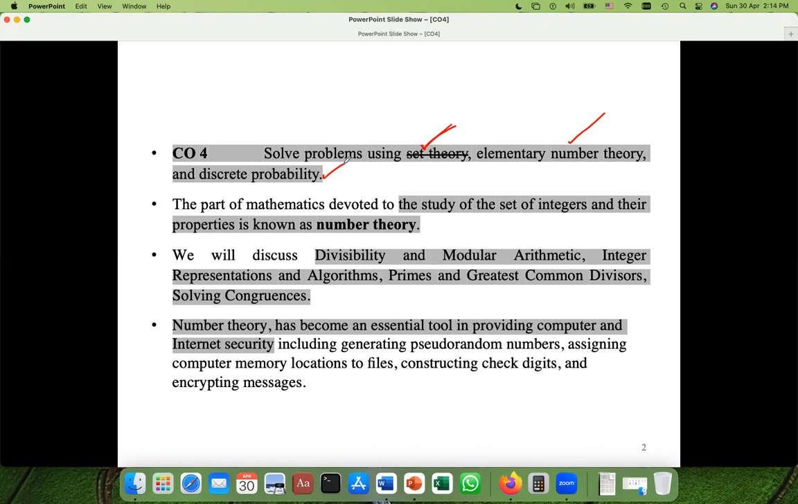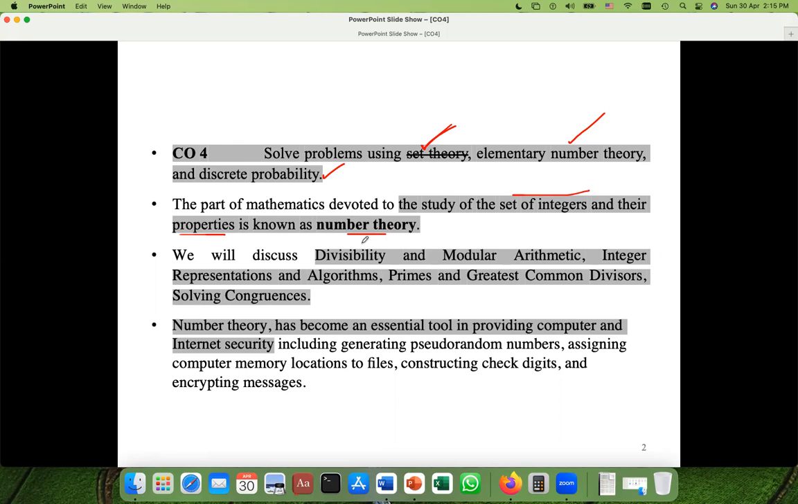Number theory: you have seen integers, and you can perform different operations on these integers, either when the integers are given to you in the form of sets or series. You can do addition, multiplication, division, subtraction, and many other operations. So in mathematics, the study of the set of integers and their operation properties is basically called number theory.